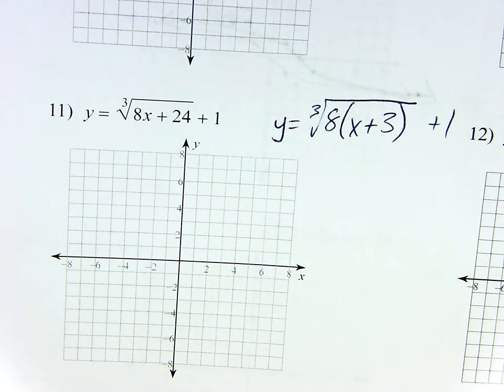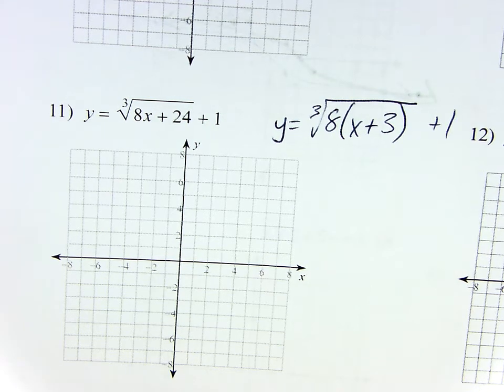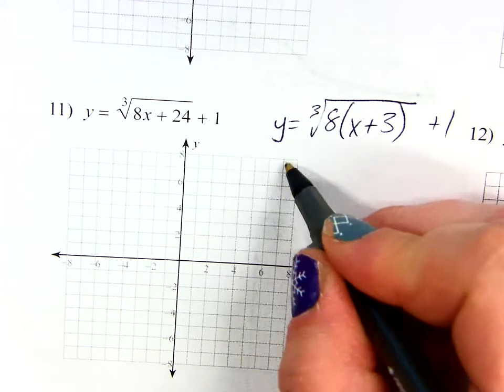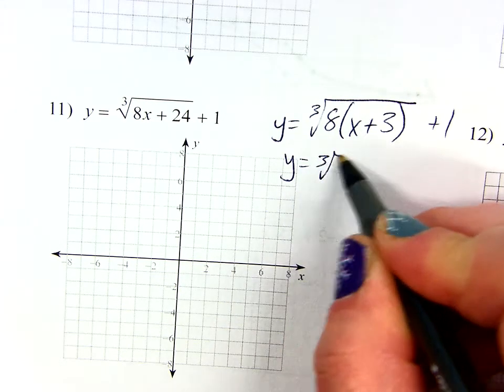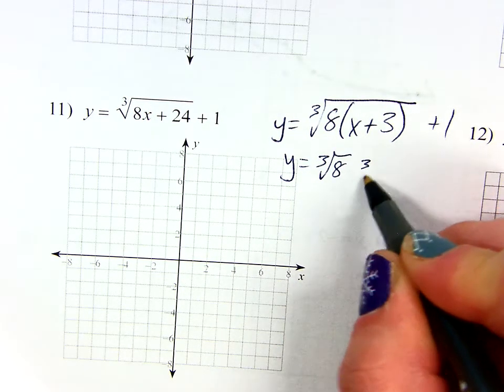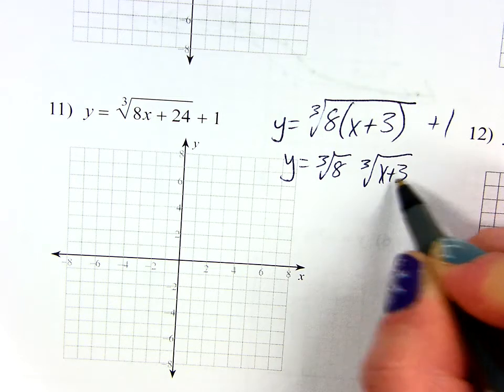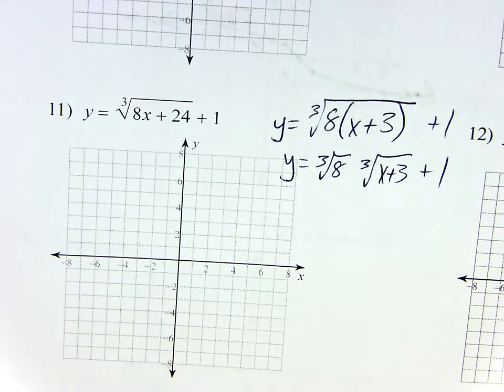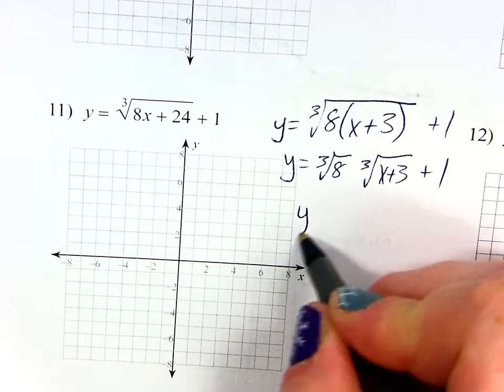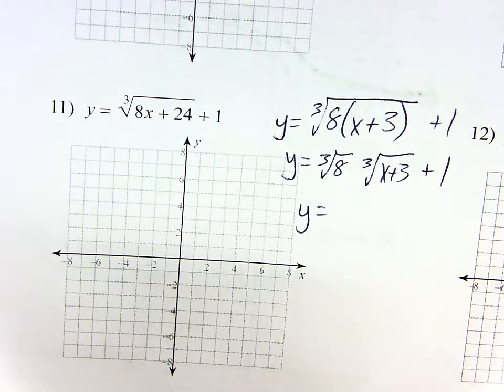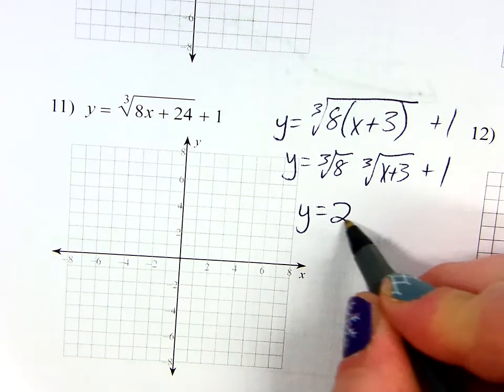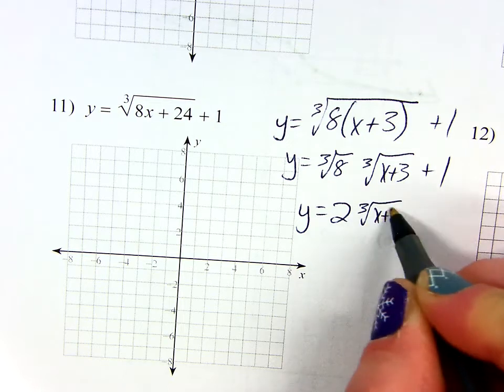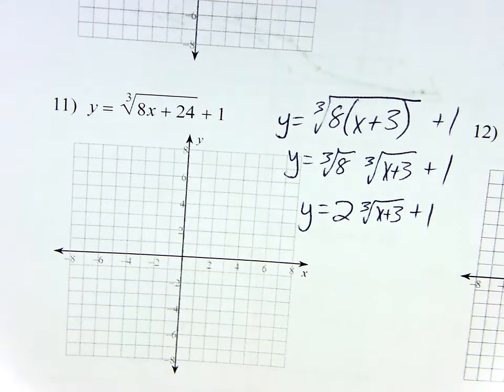Do you see what I've done so far? Just factor the 8 out from underneath the radical. And then I can split them up just like I was doing before. So I'll have the cube root of 8 by itself, and then the cube root of x plus 3. But I know the cube root of 8. It's just 2. So now I have it in the form that I'm used to.